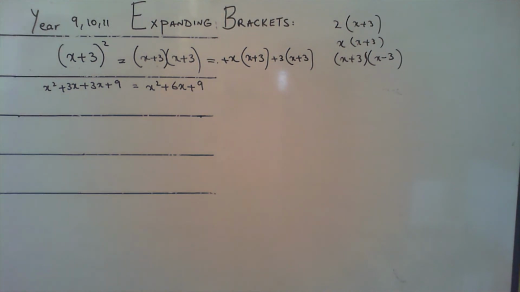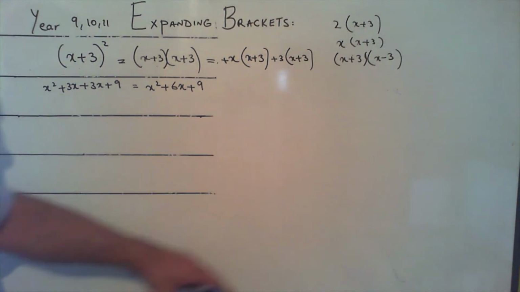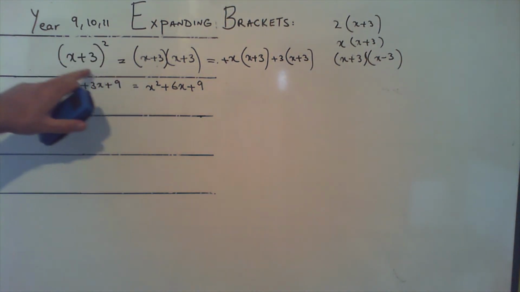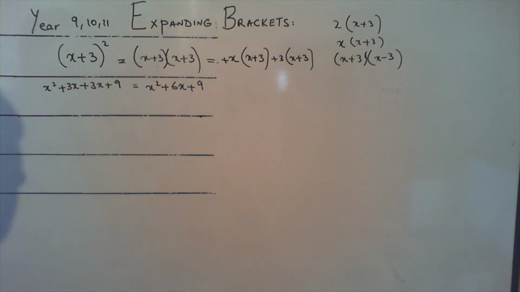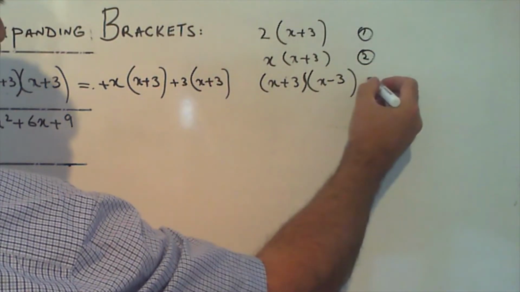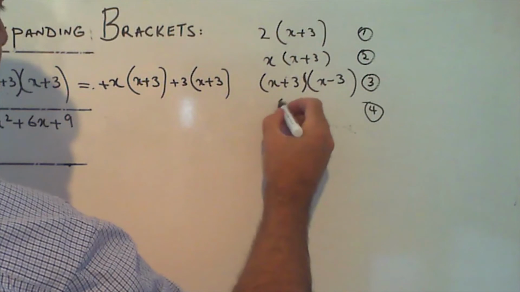Okay? So actually you can see this rule that we said about two brackets applies here, because I know this squared means base multiplied by itself. So that's x plus 3 times x plus 3. So this was the first type we learned. This was the second type we learned. This is the third type we learned. And now the fourth type is a square bracket.